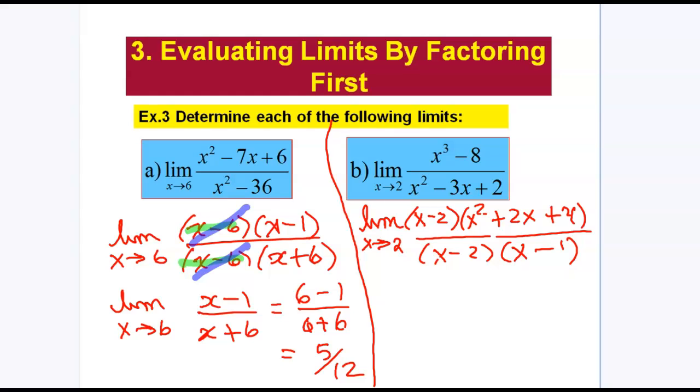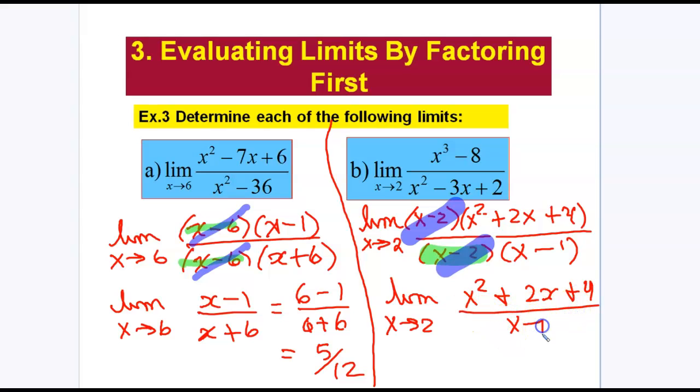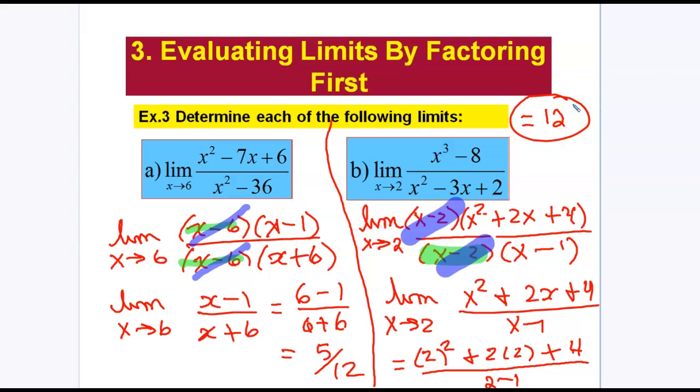Now, it's this factor right here that is not allowing me to use direct substitution, because I get 0 in that term if I put 2 in. Notice x minus 2 cancels out. So I'm left with the limit as x approaches 2 of x squared plus 2x plus 4 over x minus 1. Now I can direct substitute. So 2 squared plus 2 times 2 plus 4 all over 2 minus 1. And if you work that all out, I'm just going to put the answer up here. It works out to 12.